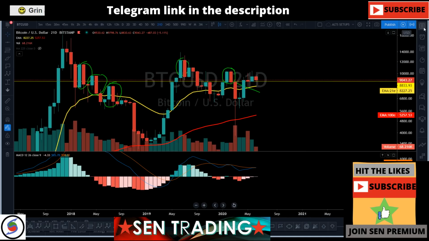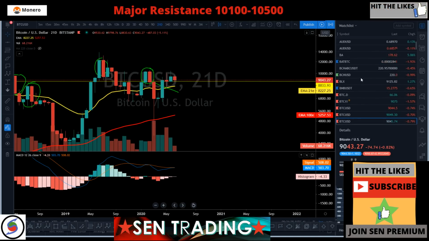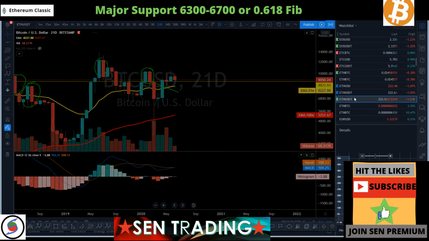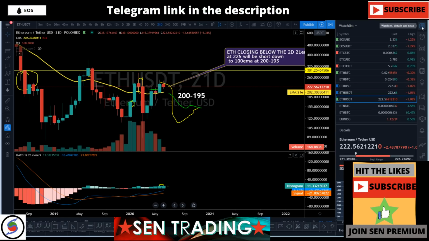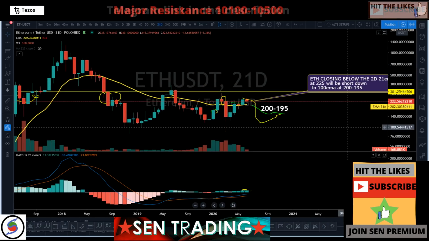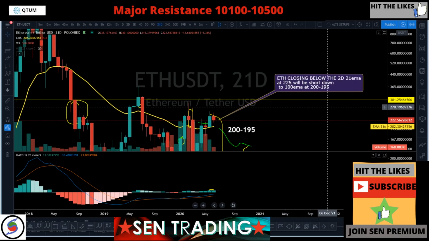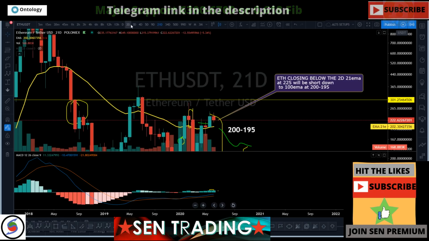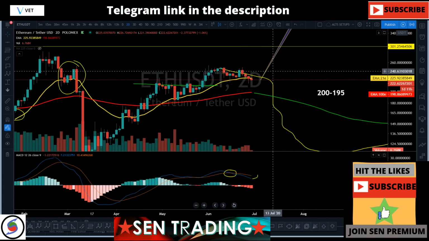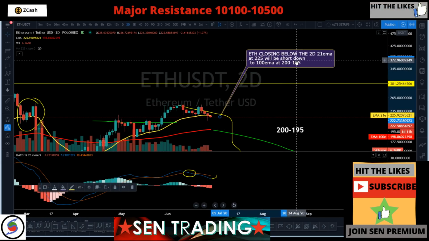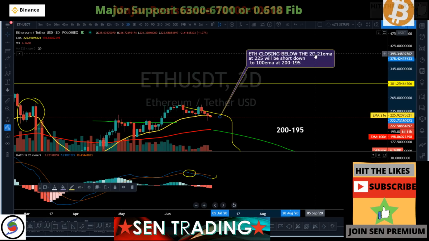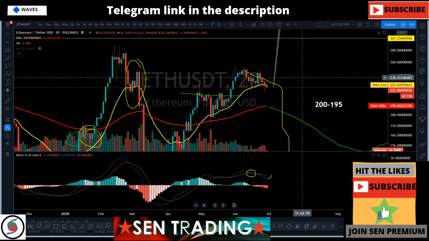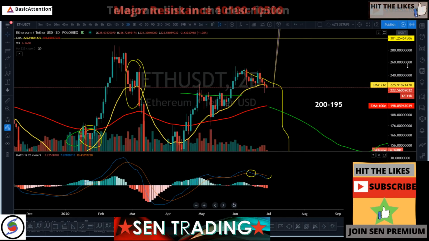Now let's talk about Ethereum. I'm trying to make it very short and concise. So let's take a look at Ethereum on the macro scale. Basically what I'm trying to say is, if Ethereum closes below the 2-day 21 EMA, let's take a look at the 2-day 21 EMA right there. If we get a closing price below the 21 EMA on the 2-day chart, we're most likely going to be seeing some very low numbers for Ethereum, at least for the short term.